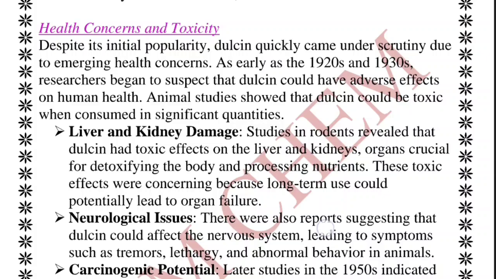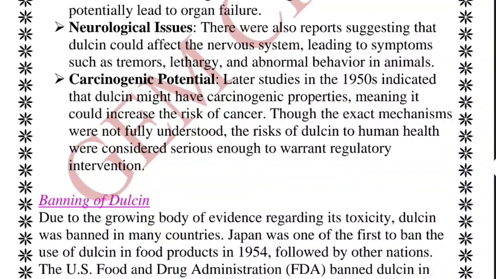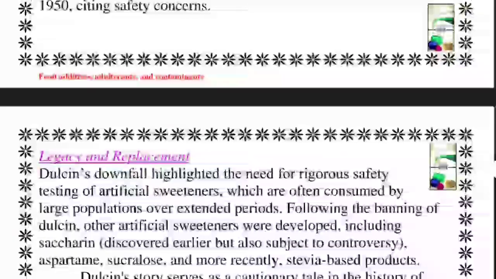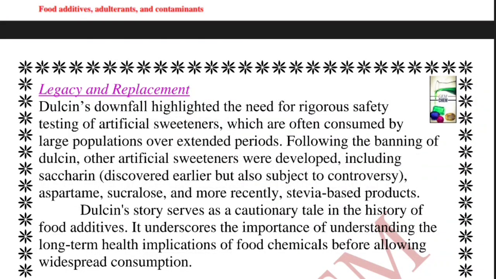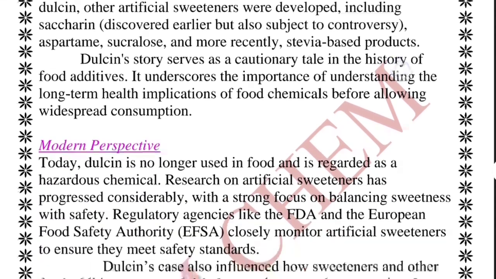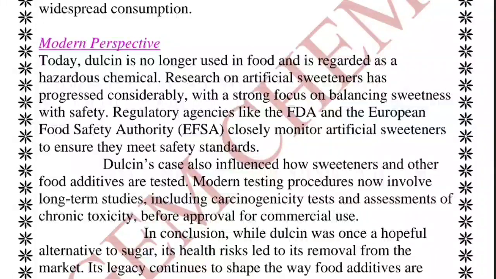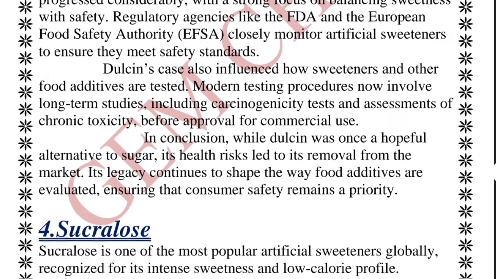It can cause liver and kidney damage, neurological issues, and has carcinogenic potential. Dulcin was banned due to a growing body of evidence regarding its toxicity. Legacy and replacement: following the banning of dulcin, other artificial sweeteners were developed. The modern perspective is that dulcin is no longer used in food and is regarded as a hazardous chemical. You have to always understand that dulcin's case also influenced how sweeteners and other food additives are tested. In conclusion, it was a hopeful alternative to sugar, but it had a lot of health risks. As a result, it could not keep its place in the market.